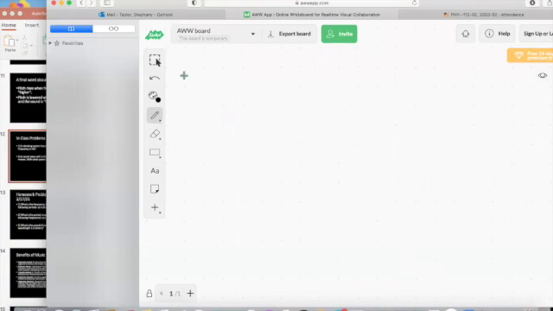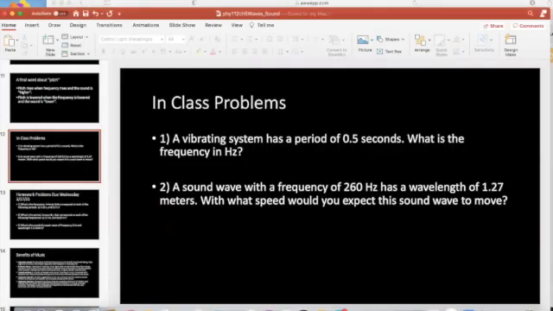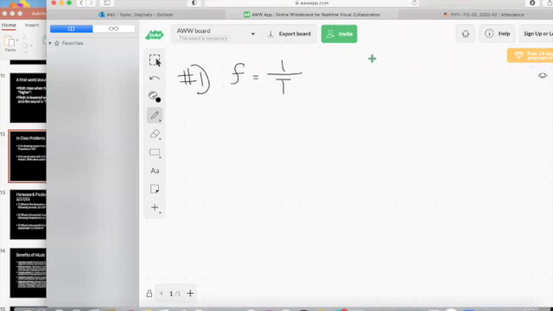All right, so number 1 asks about the frequency. Frequency is 1 divided by the time period. So let's see what our knowns and unknowns are. We're asked to find the frequency, so that's our unknown. The period of the vibrating system is 0.5 seconds. So frequency is the unknown variable, so put a question mark there. Our time period is 0.5 seconds.